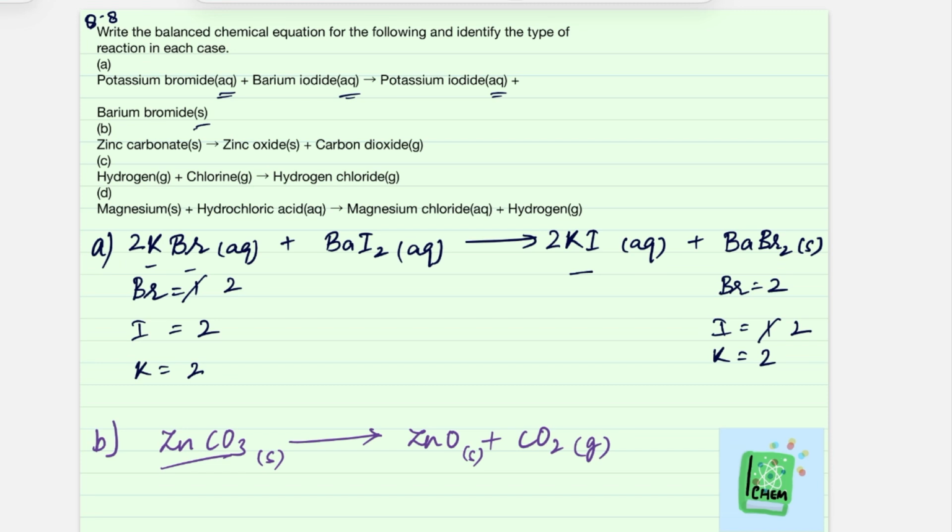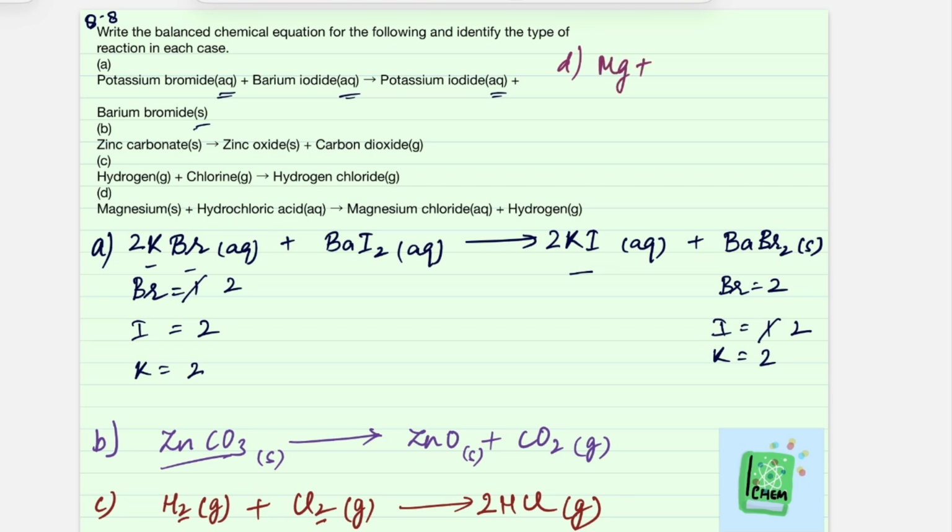Then third reaction, hydrogen gas plus chlorine gas forming hydrogen chloride gas. The number of atoms of hydrogen on the reactant side is 2 and the number of chlorine atoms on the reactant side is 2, but on the product side the number of hydrogen and chlorine atoms are 1. So just put a coefficient 2 in front of HCl. This reaction is balanced, and this kind of reaction is a combination reaction because two reactants are combining to give one product.